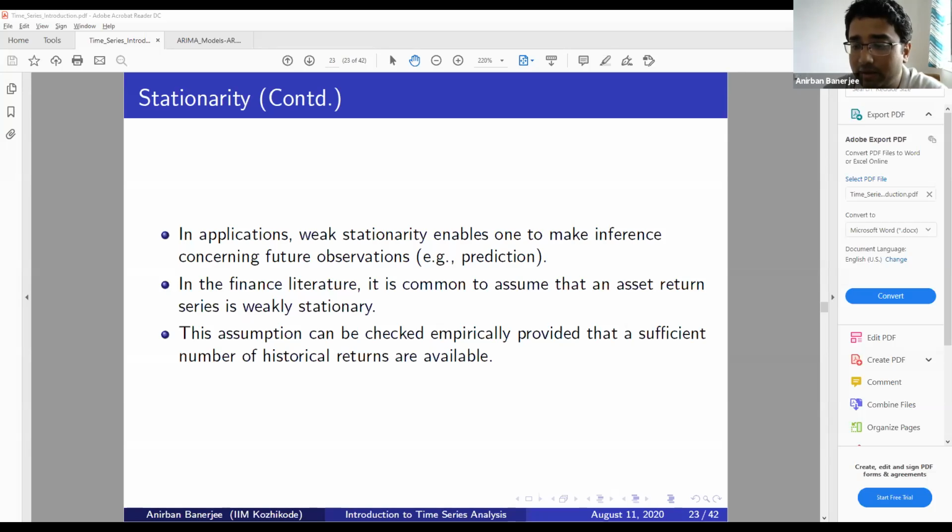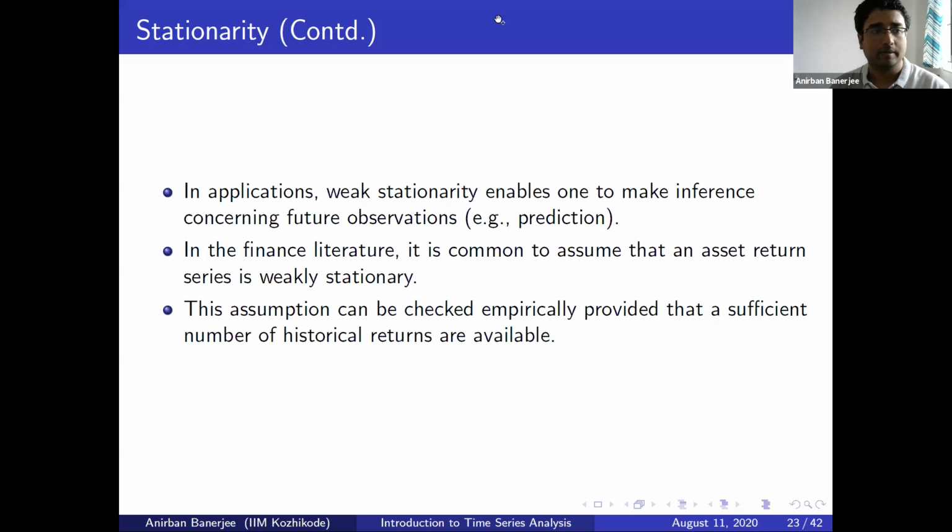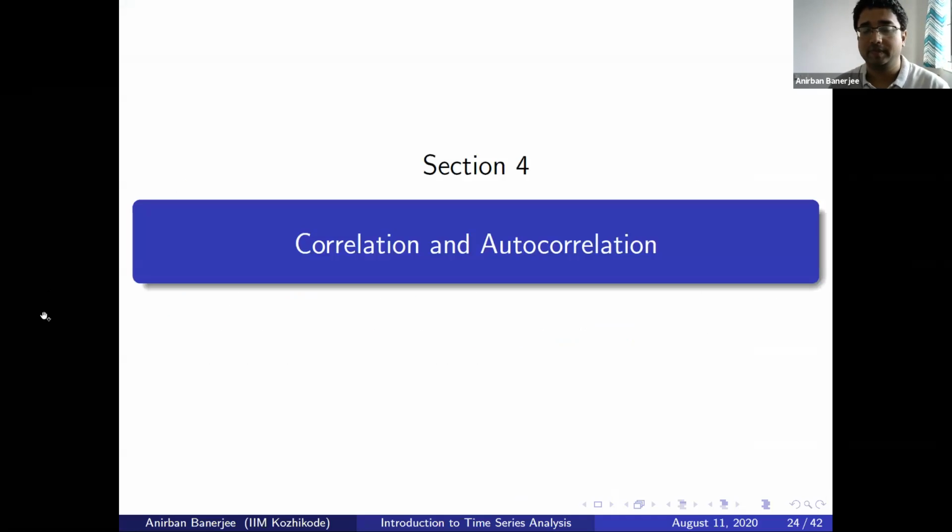Is there any other query regarding the material covered so far? Okay. Then we move to something called correlation and autocorrelation. Correlation, I suppose, is a concept that you already have a fair bit of knowledge about. Autocorrelation may not be that much, but we are going to talk about what autocorrelation means in our case. Okay.